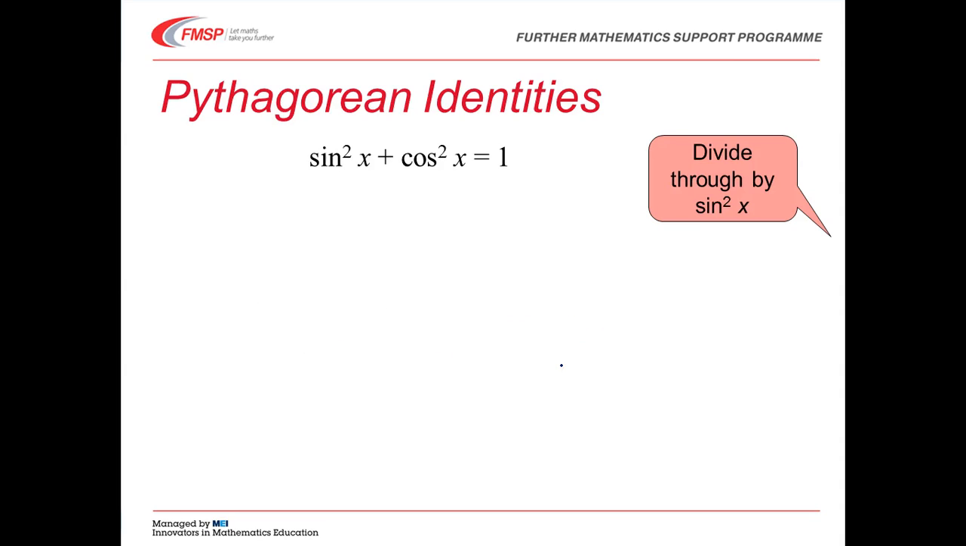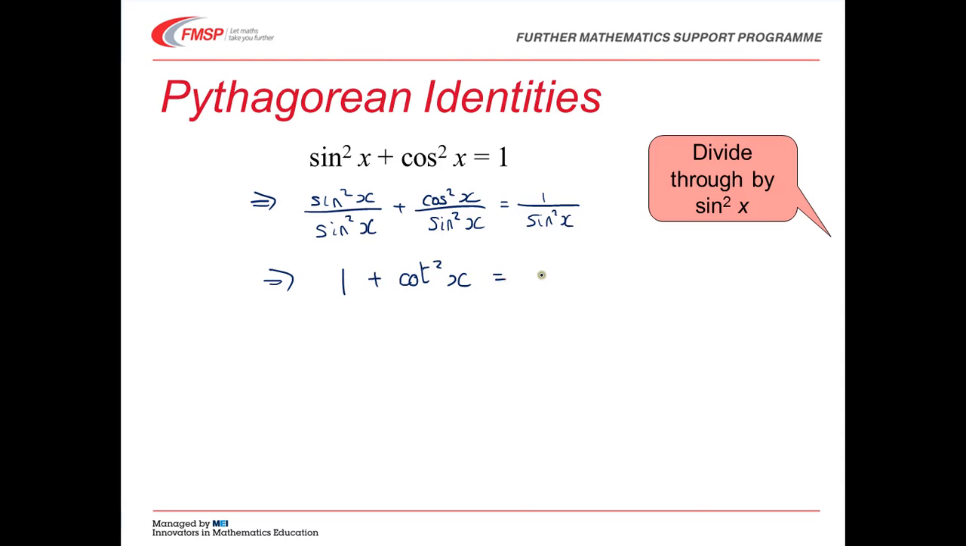We can do the same thing by dividing through by sine squared x and get another identity. Pause the video and do this one yourself first. Okay, so dividing through by sine squared x gives us 1 plus cos over sine is cotan, so that's cot squared. And 1 over sine is cosec, so that's cosec squared. And there's another identity.